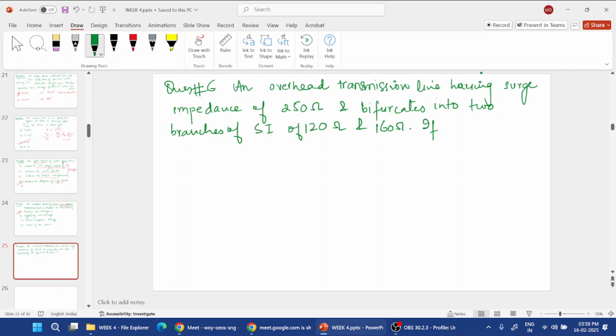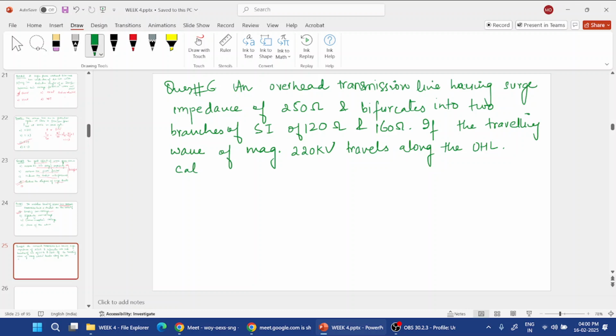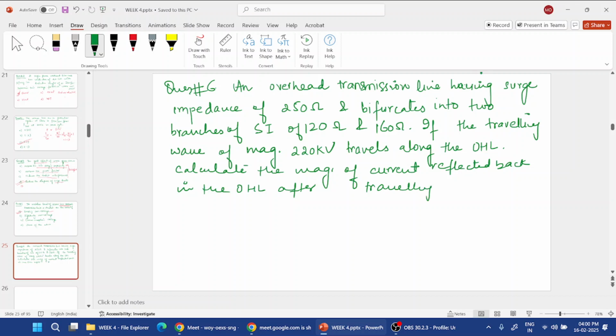If the traveling wave of magnitude 220 kV travels along the overhead line, calculate the magnitude of current reflected back into the overhead line after the traveling wave reaches the junction. So in this you have to calculate this.